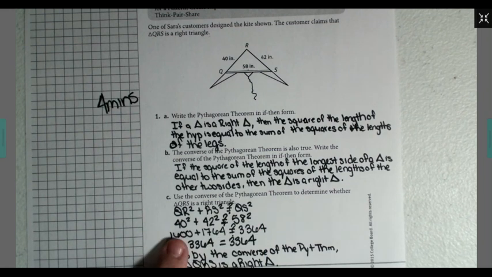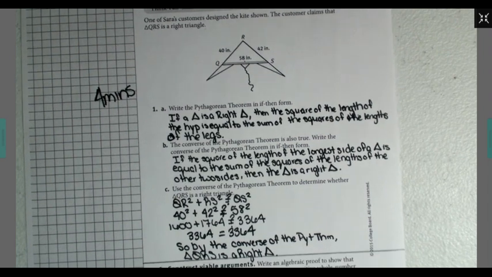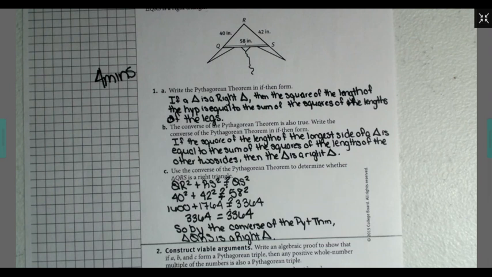Well, that's 1600 plus 1764 equals 3364, questionable. Well, here, whenever I did the 1600 plus the 1764, it does indeed equal 3364. So by the converse of the Pythagorean theorem, since the two are equal, triangle QRS is indeed a right triangle. On to the next set of questions.